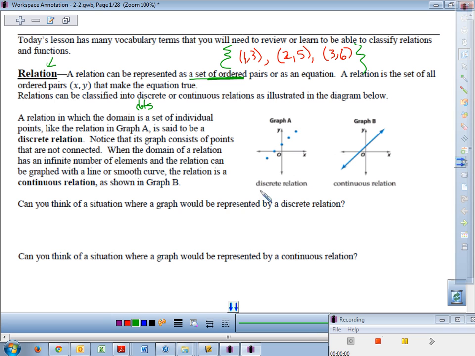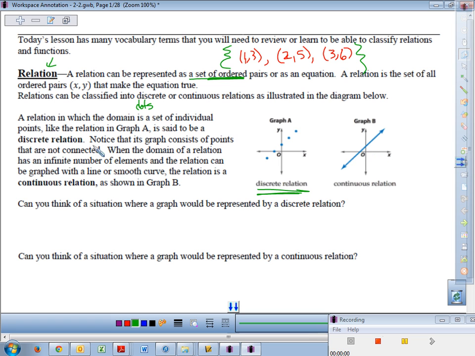Example, see this first discrete relation? Did they connect the dots at all? No. It's just a discrete situation. You do not connect the dots. It goes from this dot to that dot to this dot. The graph looks like a bunch of dots. It's discrete. The continuous relation, solid line all the way through, nice and continuous.